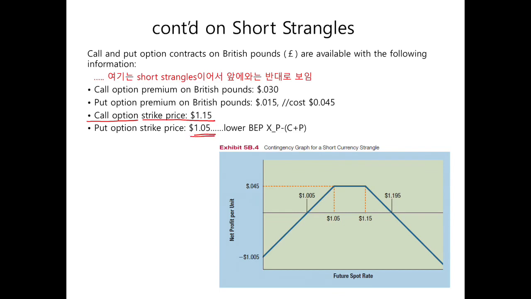The put option exercise price is $1.05, which is the same as in the previous straddle. Now the change: the call option premium now becomes higher, 15 cents instead of 5 cents. By the way, here is a short strangle, not a long strangle, right? The call option premium on British pounds now becomes, how can I read this one? This is 3 cents, or 0.030.